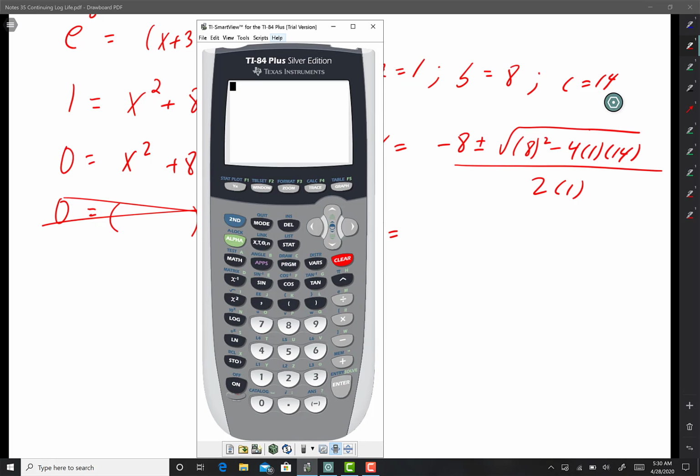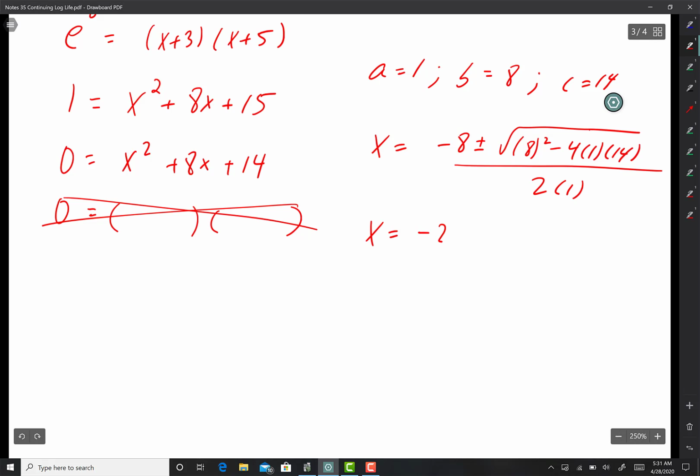All right. So I'm going to go alpha, get the little fraction there. Negative 8 plus square root, and I'm just going to go 8 squared minus 4 times 14, all over 2. I'm going to push enter, and I get one value is a negative 2.586. I'm going to store this to A, guys. Store alpha A. Negative 2.586 stored to A.